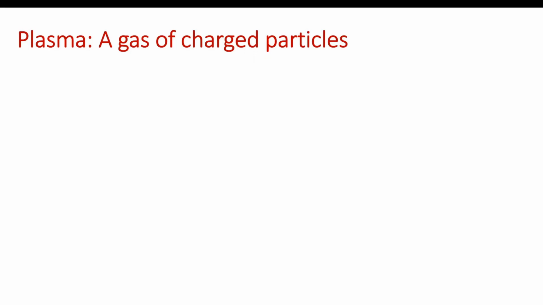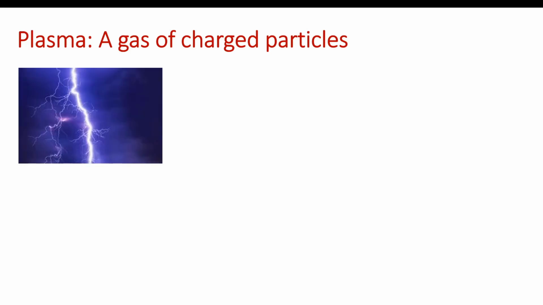So what is plasma? Plasma is a gas of charged particles. For example, what you see on the screen is a streak of lightning. So what is happening here? When there is charge separation over the clouds, a huge potential difference is created, and because of that huge potential difference there is a very high electric field. In that electric field, the gas molecules of the atmosphere get ionized, and because of that charge separation, there will be a bunch of electrons and a bunch of ions.